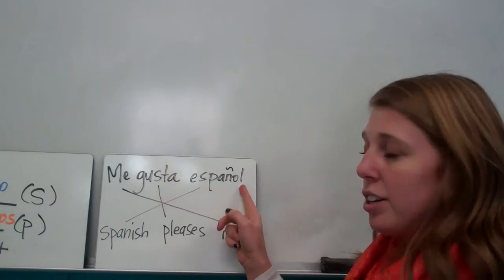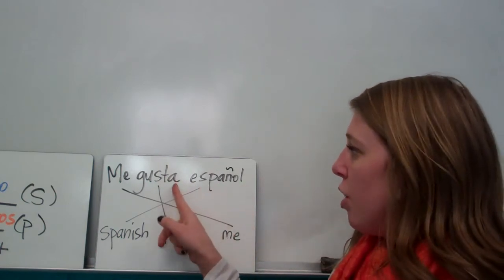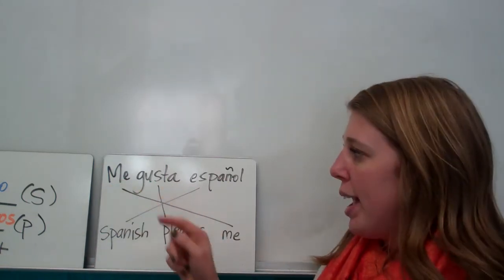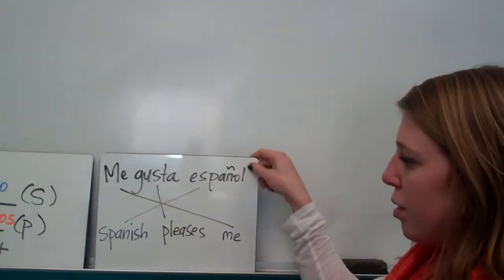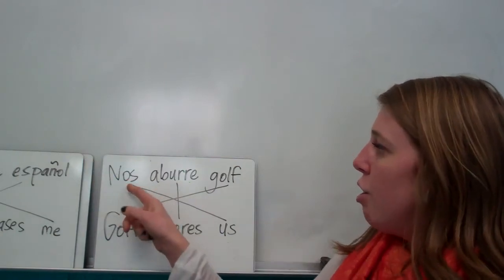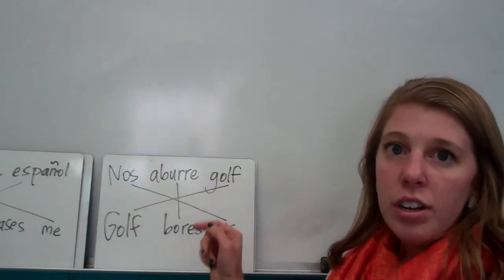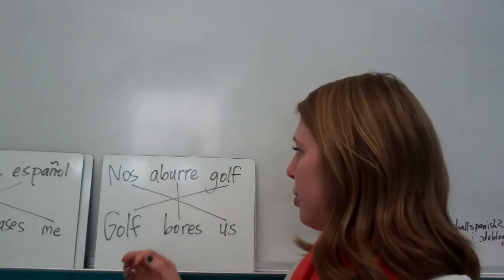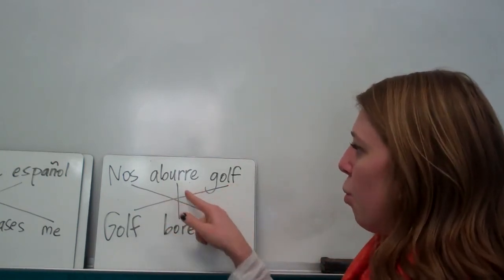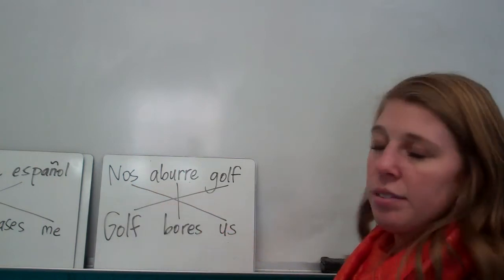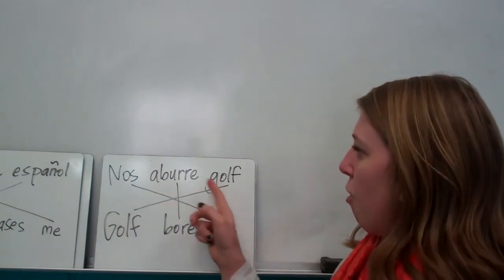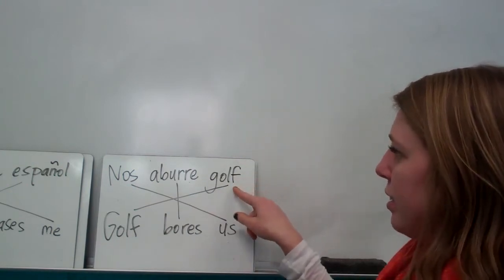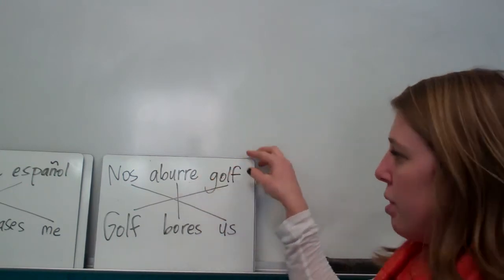So Spanish is at the end. It's our subject, followed by our verb. So this is singular, so we have the singular form of the verb. And then me is the person. Moving on. Nos aburre golf. So in order to read it like we understand in English, we're going to have to flip it backwards. So golf bores us. We just have to read it backwards. And notice this is singular, so we use the singular form of the verb.